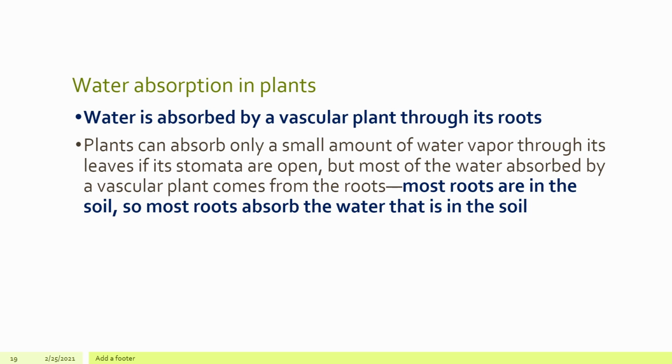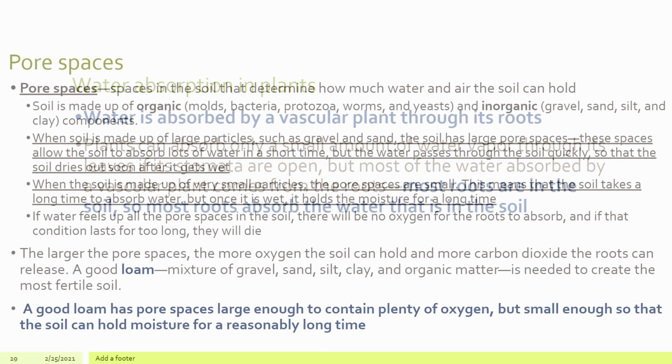Let's talk about water absorption in plants. Well, it's absorbed by a vascular plant through its roots. That's where water absorption begins. Then the plant can absorb only a small amount of water vapor through its leaves if its stomata are open. But most of the water, again, is absorbed from a vascular plant's roots. And most roots are in the soil, so most roots absorb the water that is in the soil.